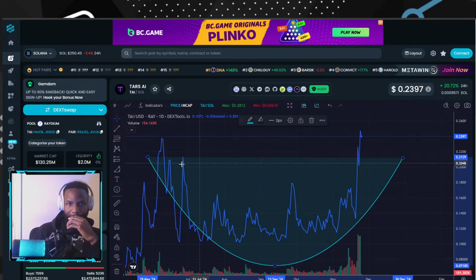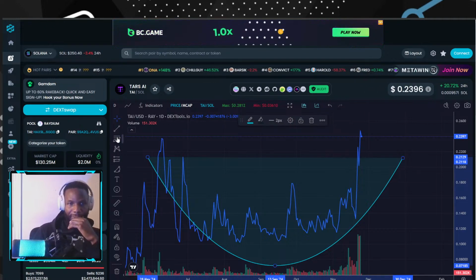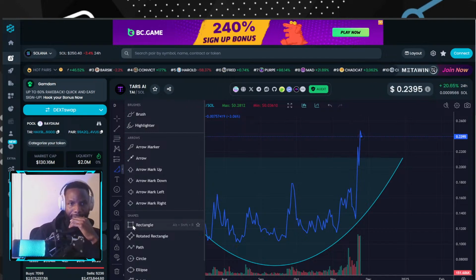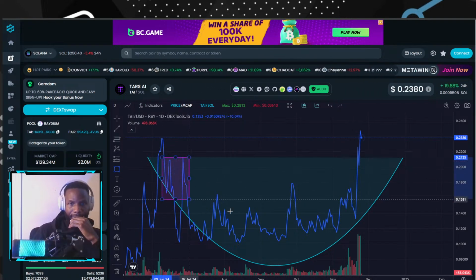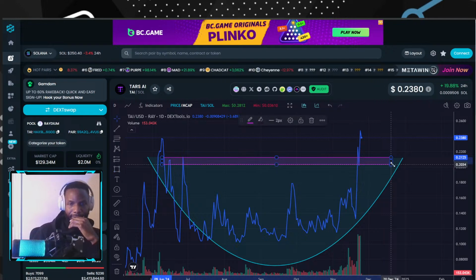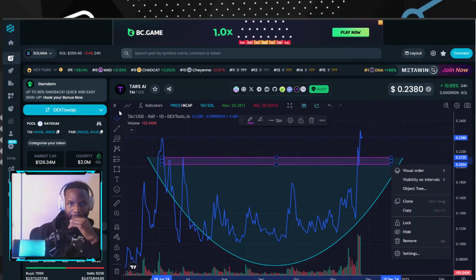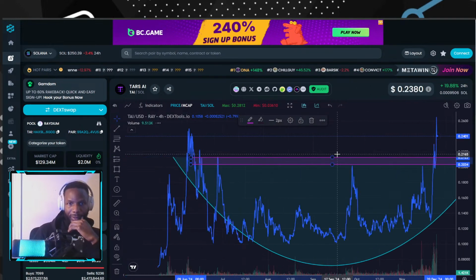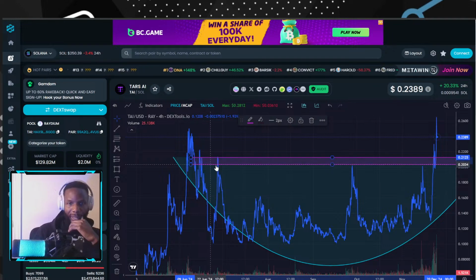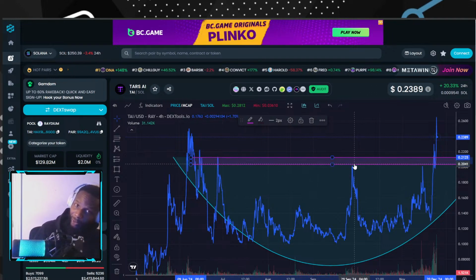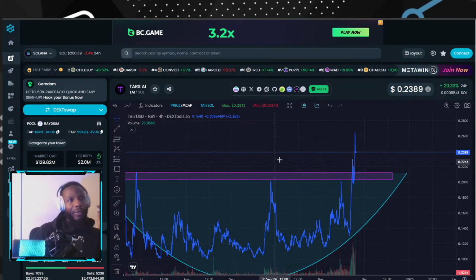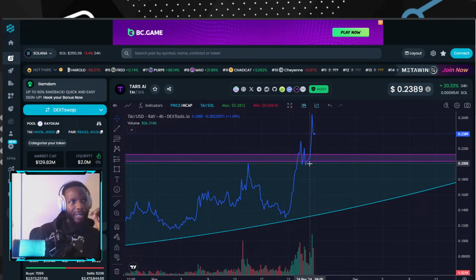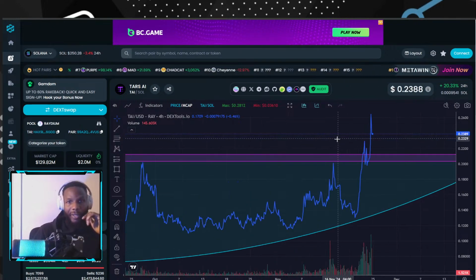It retested this area. See it better on the 4 hour. Yeah, so price was stuck under here. One bounce, two bounces. This was the third bounce of resistance. And then when you come over to this side, it basically broke above resistance right here, came back, retested, and now it's making higher highs.